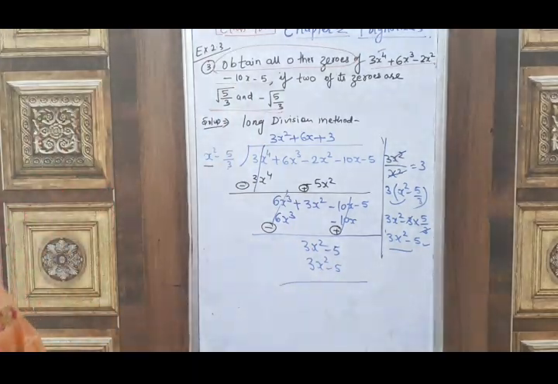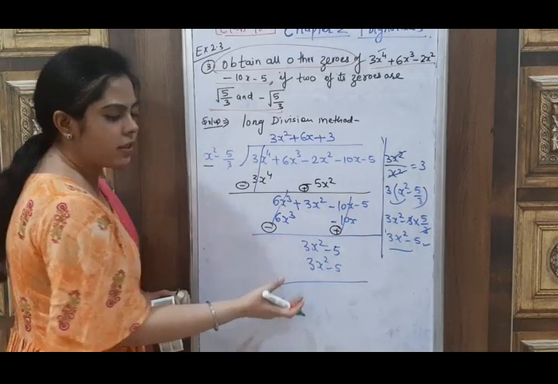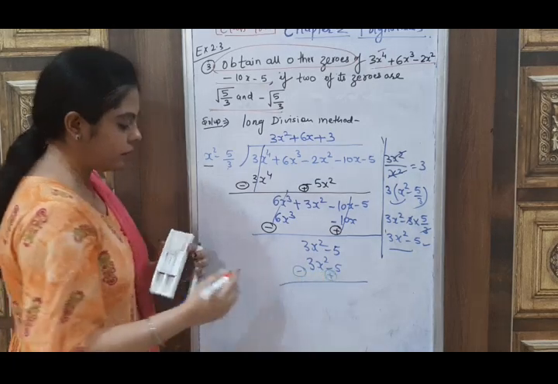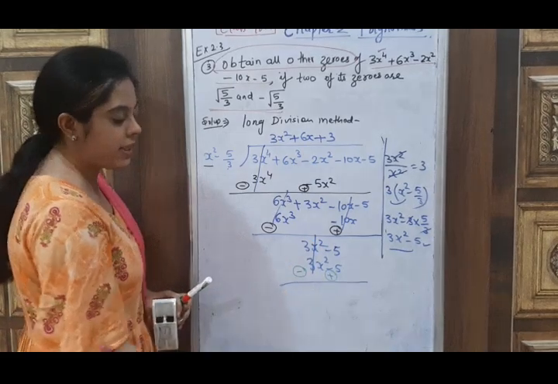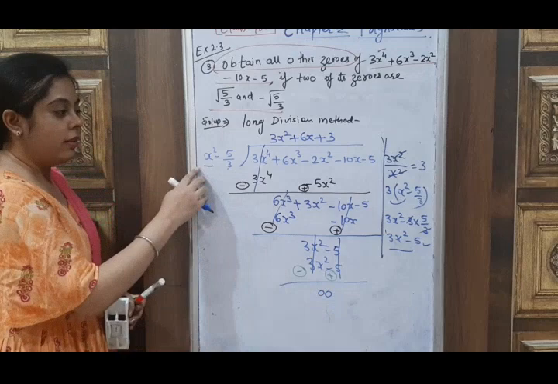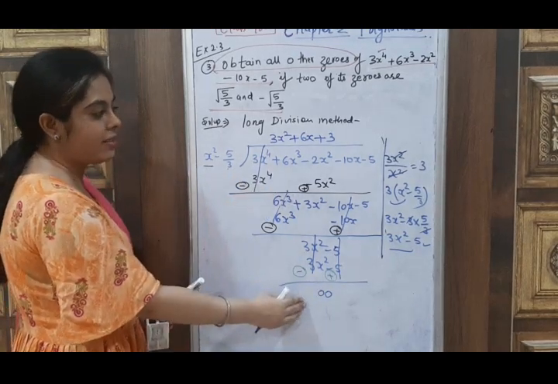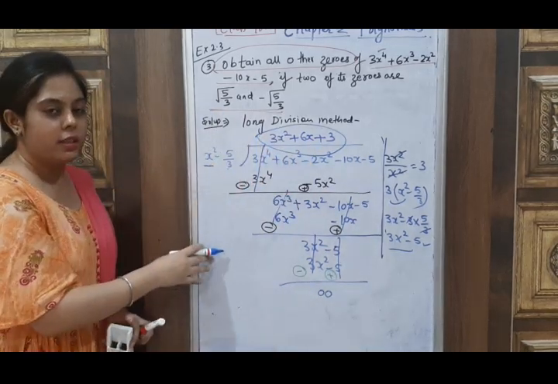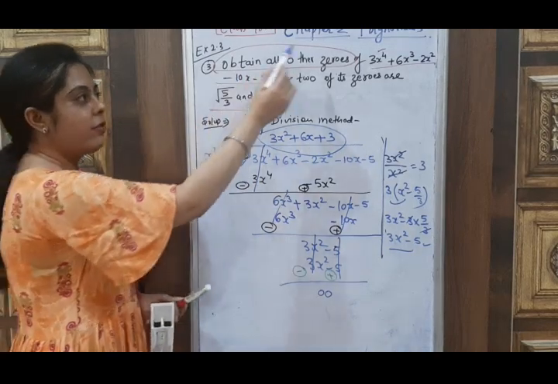Now we have to subtract. For subtraction just change the sign and solve it. Plus minus minus will be cancelled, and it will also be cancelled. So here the remainder came 0. This polynomial is a factor of this, that is why we get the remainder as 0, and this is our quotient. So first note down this solution in your notebook.